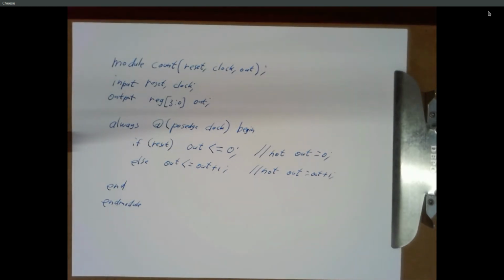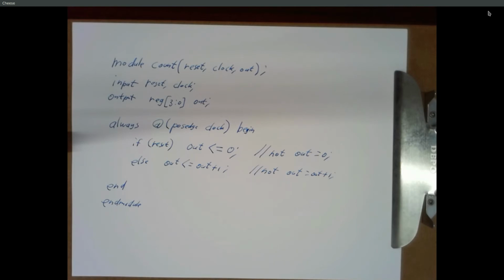So what's the behavior here? This is going to build a circuit which does the following. Whenever the positive edge of the clock occurs, it's going to change the value of this output register, these four flip-flops. And what is it going to do then? It's either going to set them all to 0 if the reset line is high at that point, or it's going to set it to the current value of that register plus 1. And so that's going to make a counter.